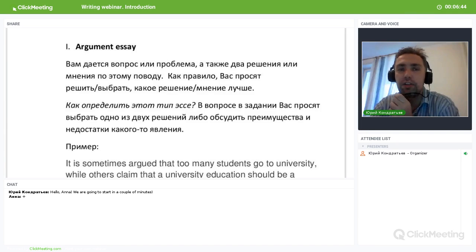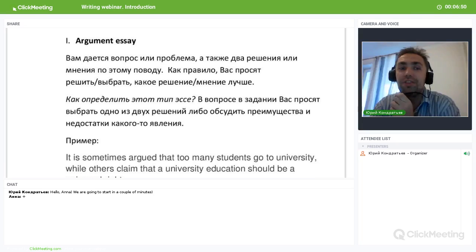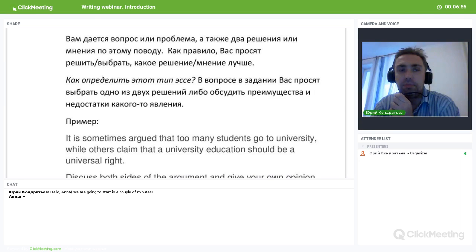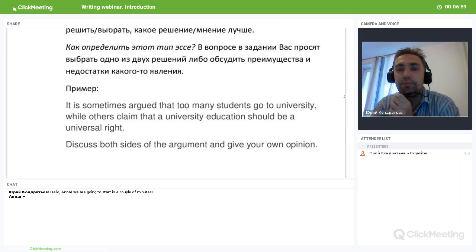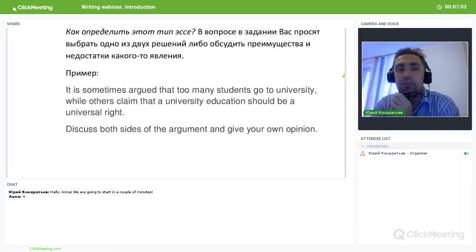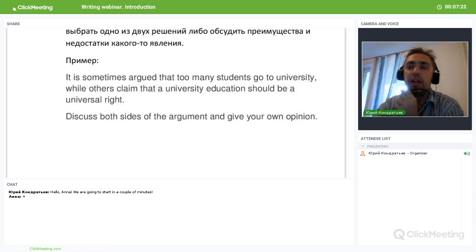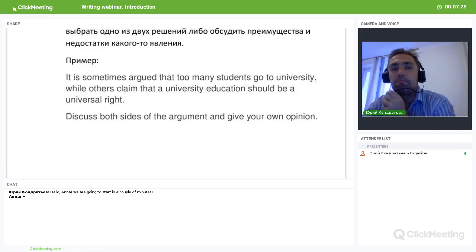So how do you identify this type of essay? In the task, you're asked to choose one of the solutions or to discuss advantages and disadvantages of some kind of a phenomenon. Here's an example of an IELTS task. So that's an argument essay. It is sometimes argued that too many students go to university, while others claim that a university education should be a universal right. Discuss both sides of the argument and give your own opinion. So you discuss both sides of the argument and give your opinion.